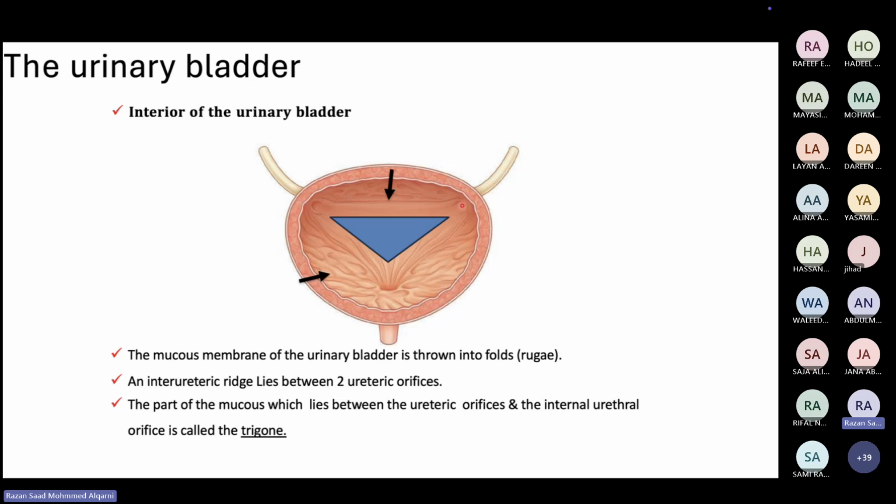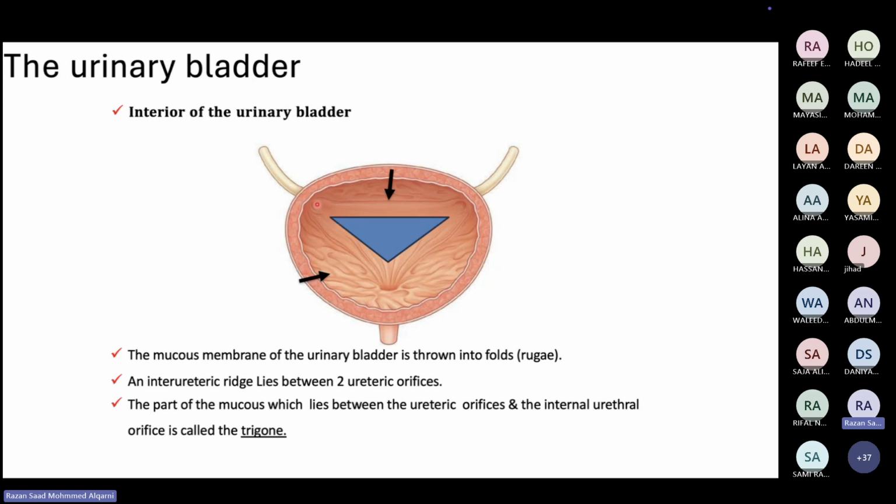As you can see, there are three openings, two for the ureters from the right and the left, and one which is representing the neck, which is for continuing as urethra. Between those three openings, we're gonna find the smooth part. This smooth part is gonna be called trigone, as we said. So the mucous membrane of the urinary bladder is thrown into folds, as you can see here, which are anterior and lateral and superior. This is gonna be rugae.